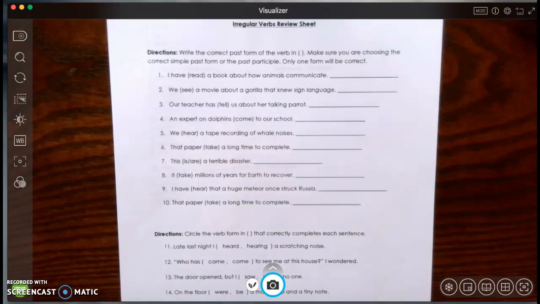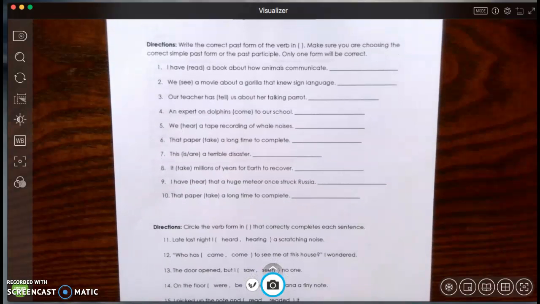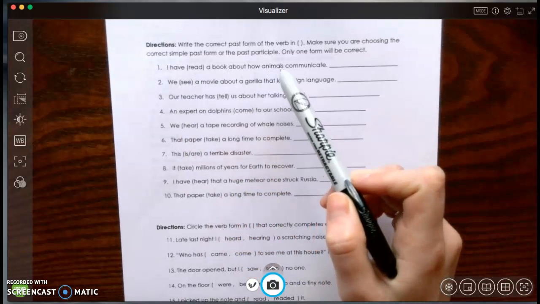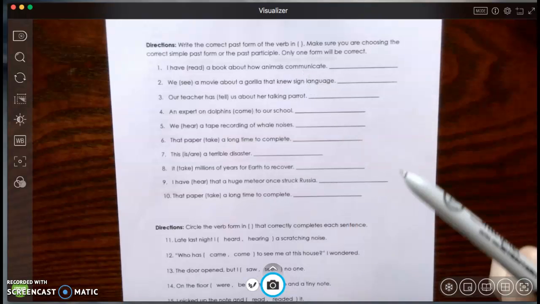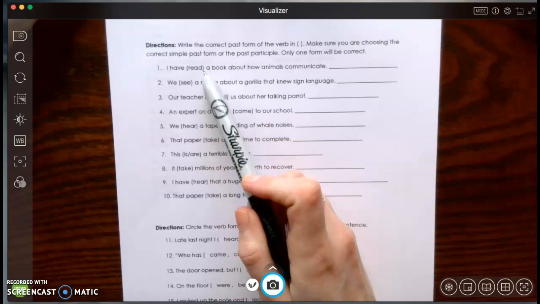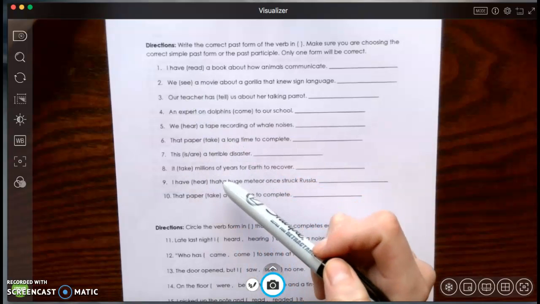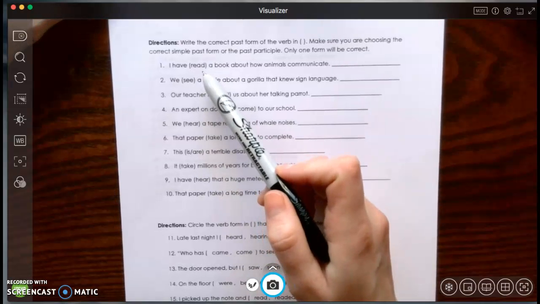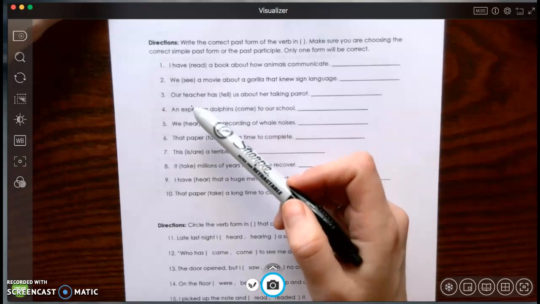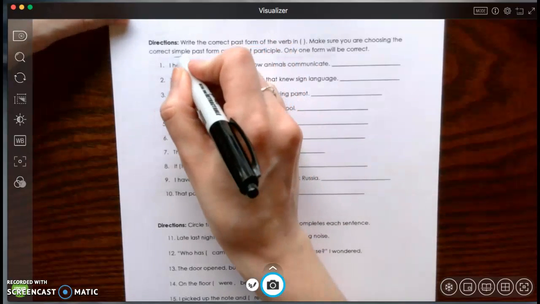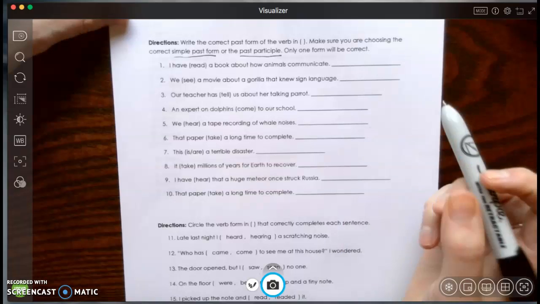So it's very important that you know which one you need. So let's look at the first example. Number 1 says, I have read a book about how animals communicate. So in this case, the verb that's in the parentheses is in the present tense. So you'll notice it's always going to be in the present tense in every one of these questions. However, you have to change it to be in the past tense. We need to decide what kind of the past tense do we want to turn it into. Do we need the simple past tense form? Or do we need the past participle form? That's why those two things are the things that are mentioned in the directions.